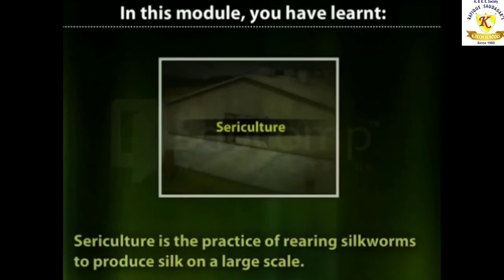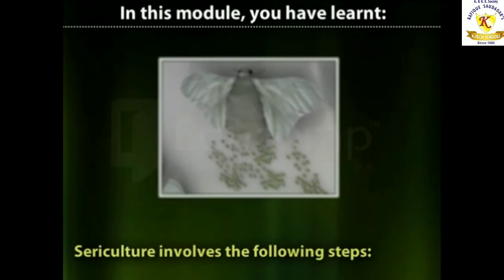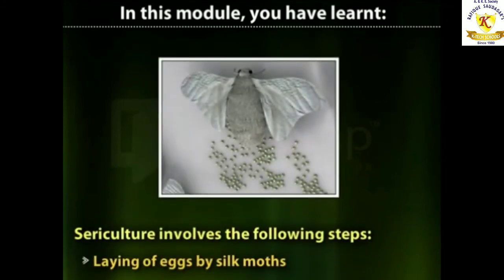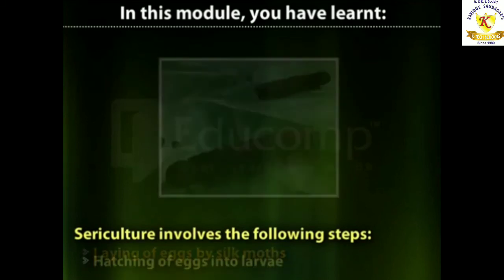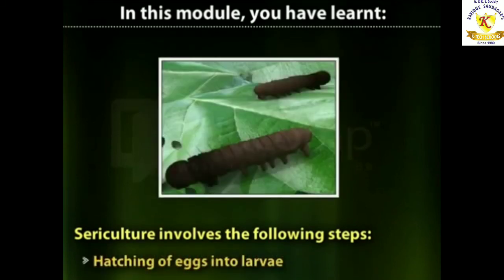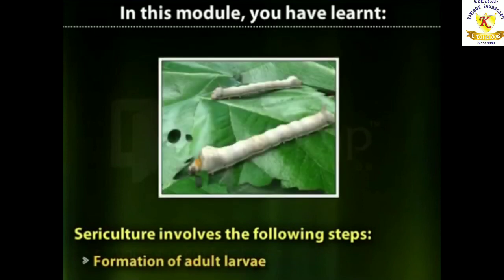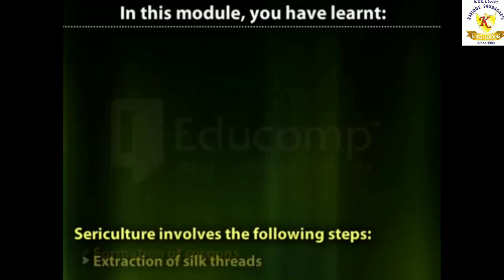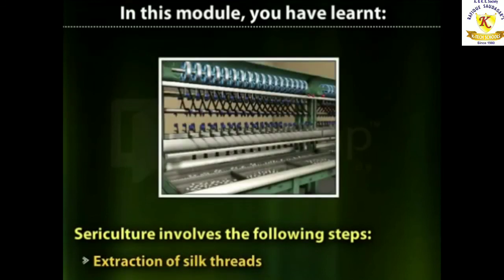So, what have we learned today? Sericulture is the practice of rearing silkworms to produce silk on a large scale. Sericulture involves the following steps: laying of eggs by silk moths, hatching of eggs into larvae, formation of adult larvae, formation of cocoons, extraction of silk threads.